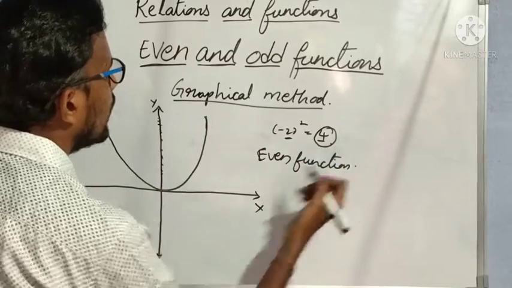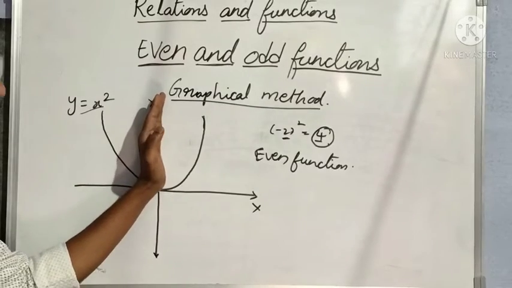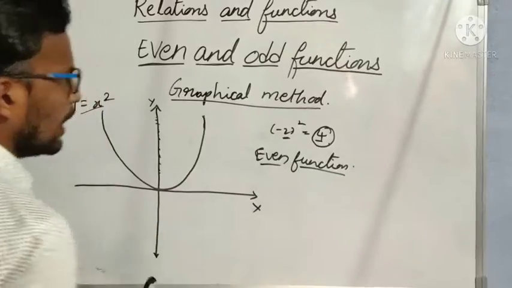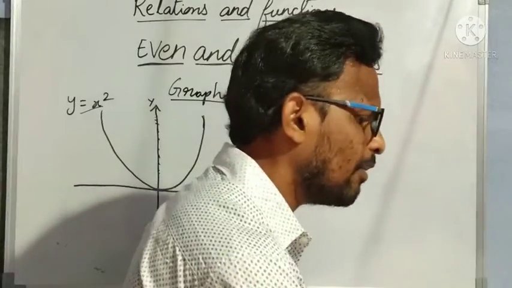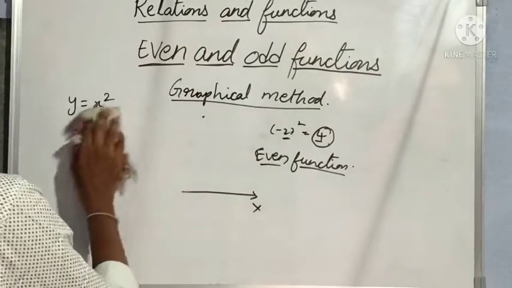Understood now how to identify even function? If you see the mirror image with respect to y axis, then such function is an even function. Even if we take y is equal to mod x, okay, let us see the graph of y is equal to mod x.